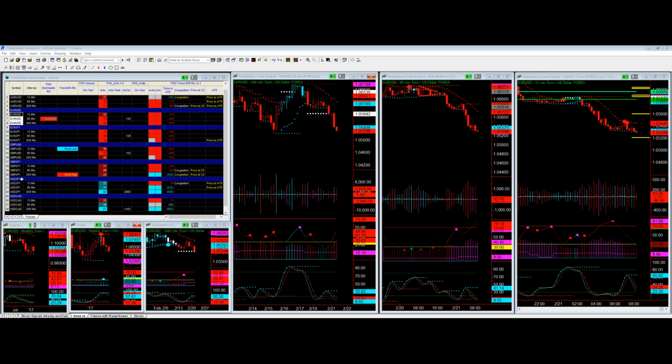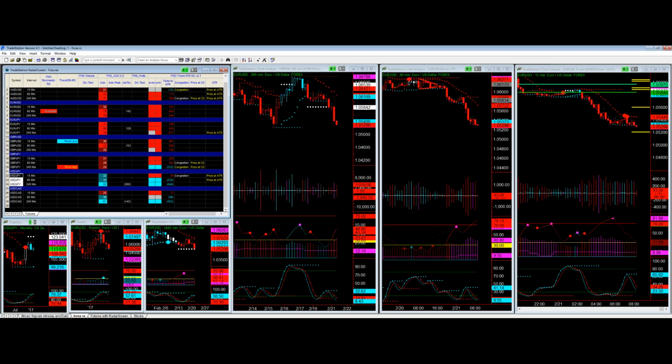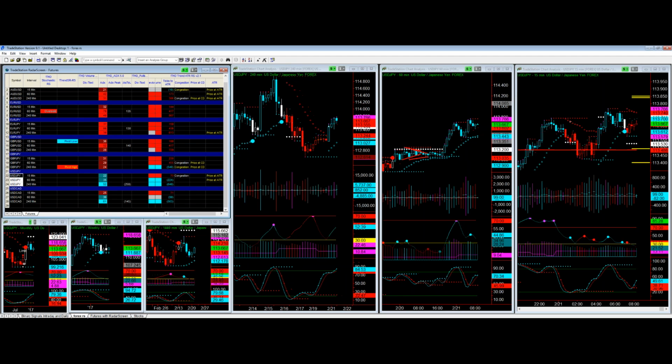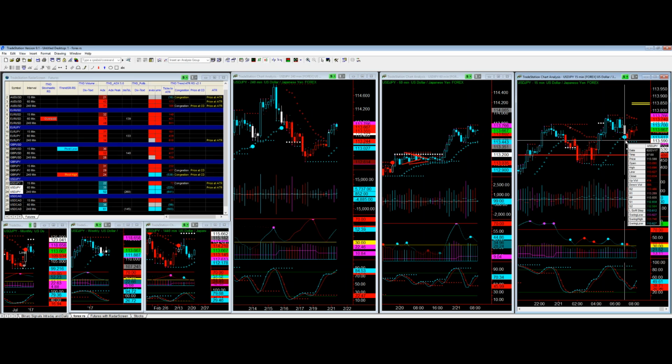We also had one on the USD JPY. And let me give it a minute to change over. On the USD JPY, this was your entry signal, and it closed in the money. So both of those made money this morning.